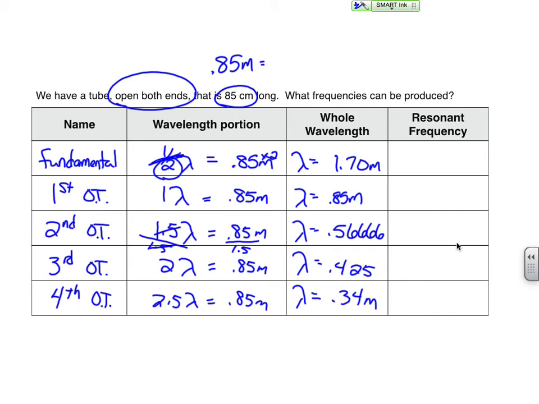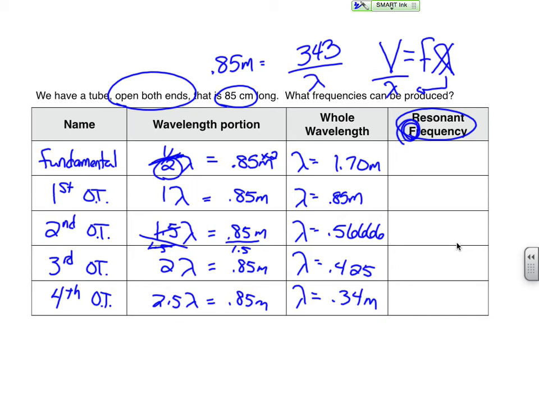So now we got to go to that really, really hard equation that I taught you the other day. V equals F lambda. Here we're looking for F, so I need to move the lambda down yonder. And you say, hey, I have all the lambdas right here in this column. If only I knew what V was. Oh yeah, yesterday we learned that V is 343. So we're going to stick all these lambdas into that equation.